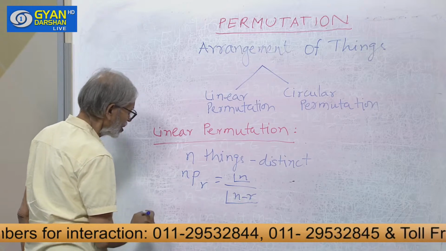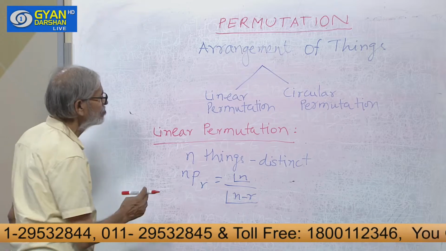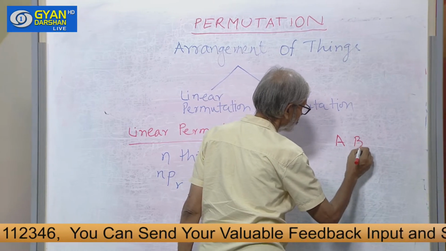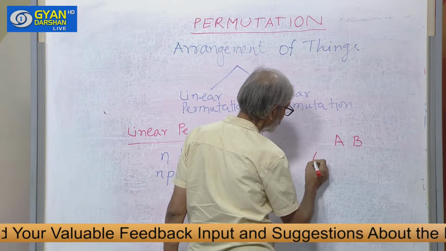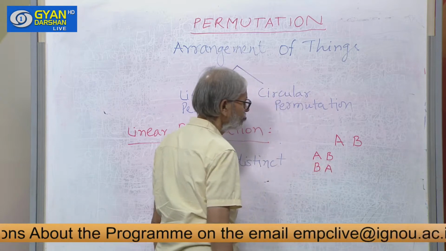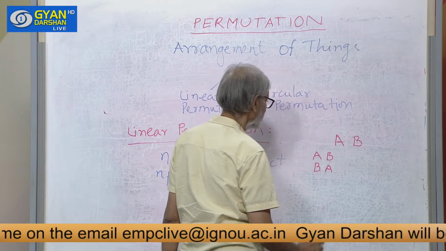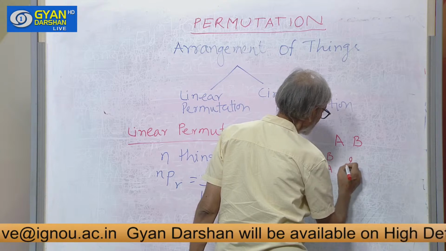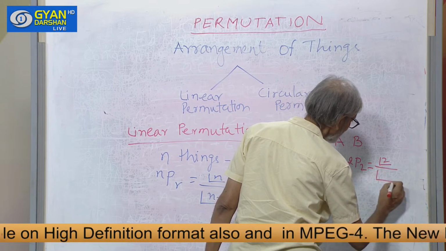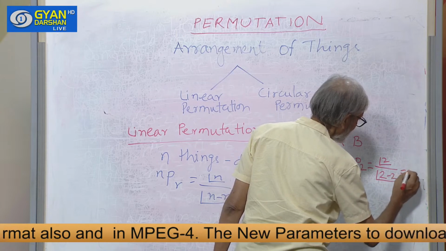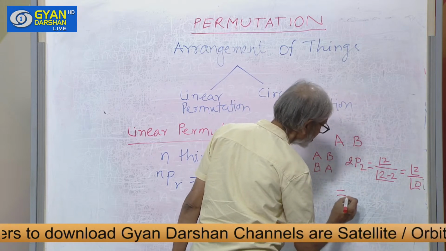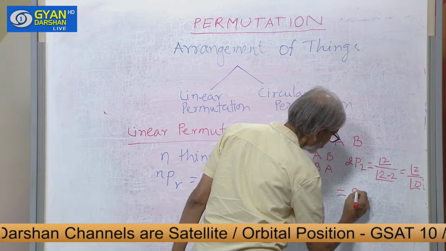Suppose there are two things, say A and B. So, this can be arranged in two ways, AB and BA, isn't it? So, 2P2 is equal to factorial 2 divided by factorial 2 minus 2, which is equal to factorial 2 divided by factorial 0, and you know factorial 0 is equal to 1. So, it will be equal to 2.